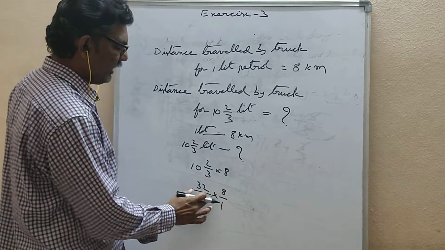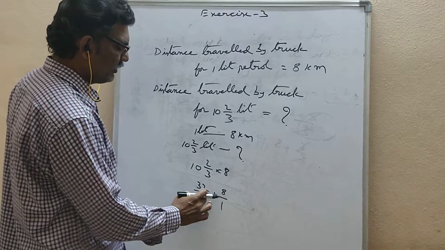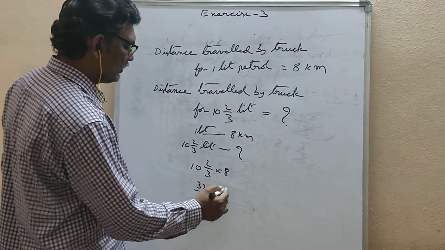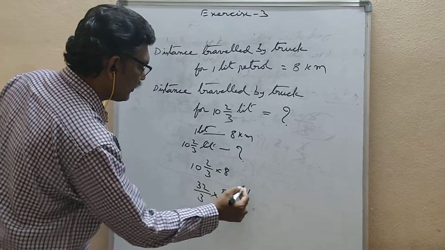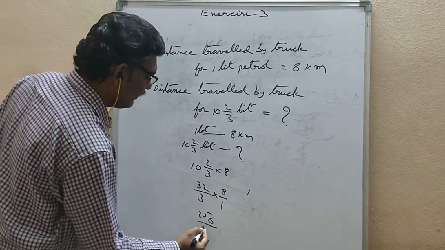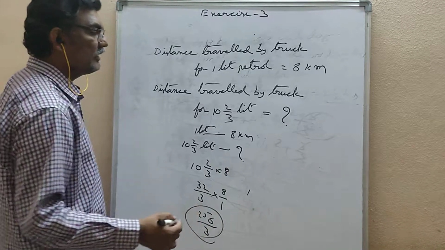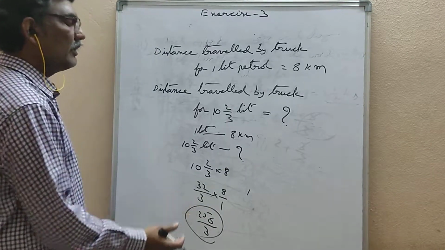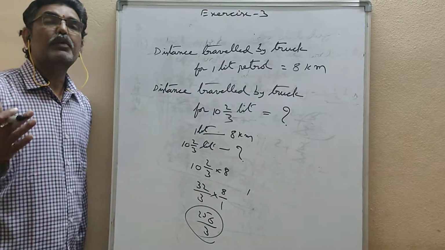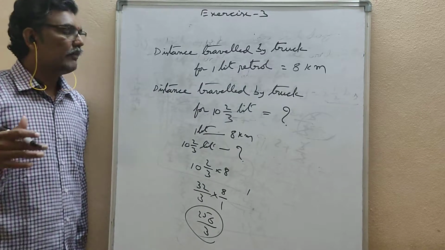A fraction is multiplying with another fraction. So you can't cut anything here. So multiply. 8 2s are 16, 6 and carry 1. 8 3s are 24 plus 1, 25. 256 by 3 is there. So again 256 by 3 is an improper fraction. You can convert it into mixed fraction.